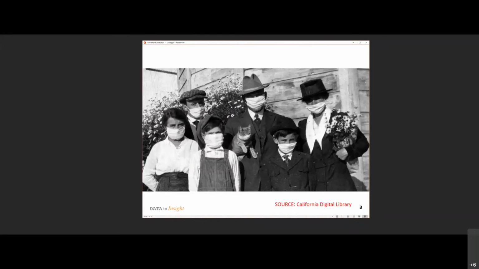This is a photograph I took off of the California Digital Library. If you look carefully at that cat's face, that cat looks very suspicious, and I invite you to be similarly suspicious of everything you've heard today. I tried to put a mask on my cat a few days ago, but she ran away from me.